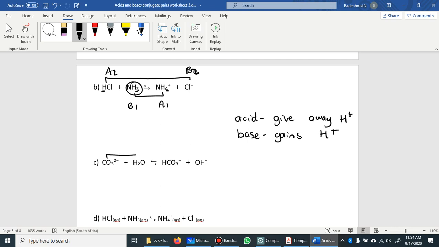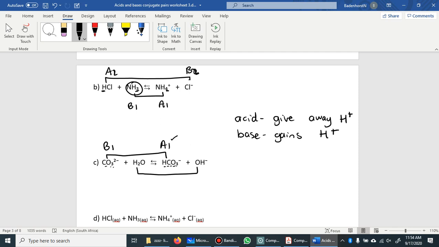Then CO3 2 minus and HCO3 minus would obviously be a pair, and water and OH minus would be a pair. So if you read CO3 2 minus to become HCO3 minus, this will have to gain a hydrogen, so that makes this a base. Then this will become acid 1. But let's double check. HCO3 minus to become CO3 2 minus will have to give off a hydrogen. So to give off a hydrogen, that makes it an acid. So we were correct there.